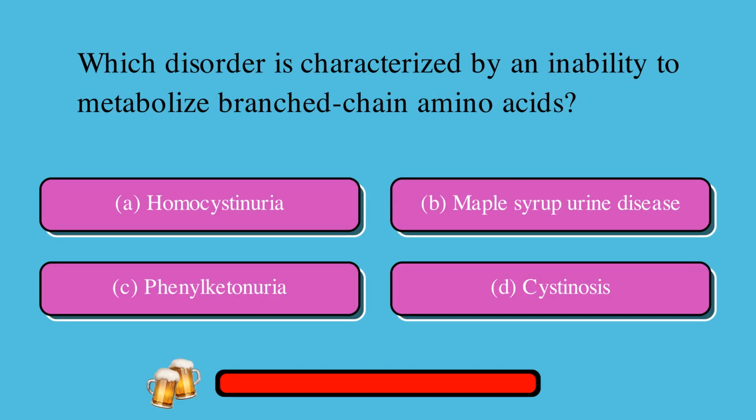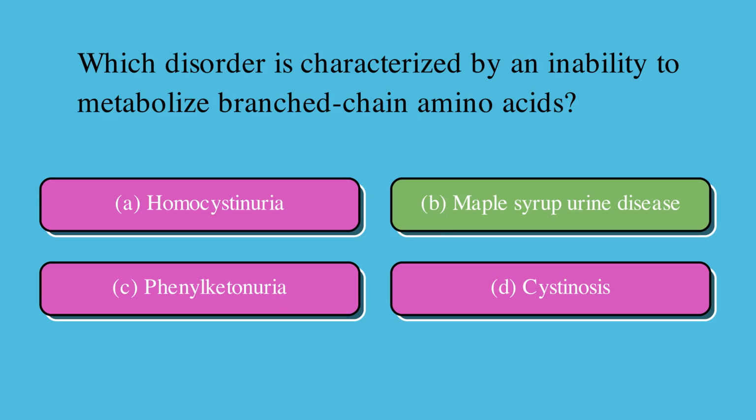Which disorder is characterized by an inability to metabolize branched-chain amino acids? A. Homocystinuria, or B. Maple syrup urine disease, or C. Phenylketonuria, or D. Cystinosis? The correct answer is B. Maple syrup urine disease.